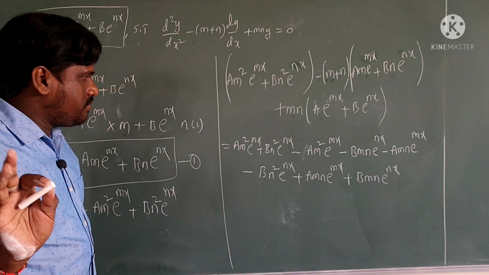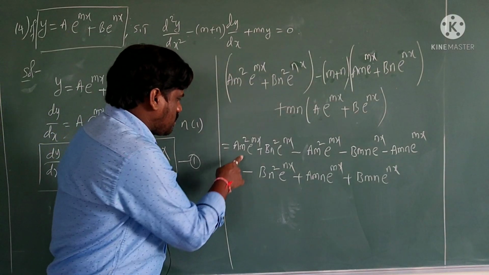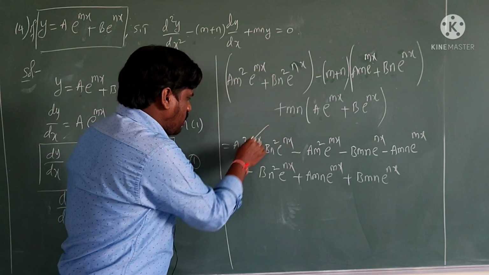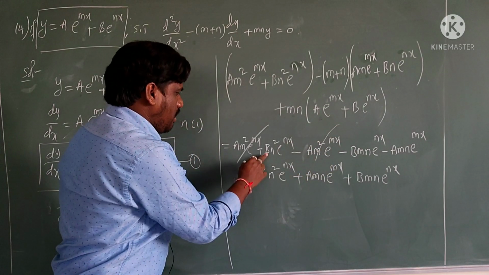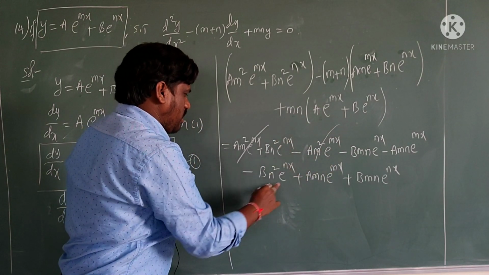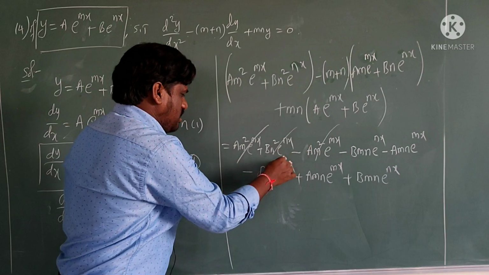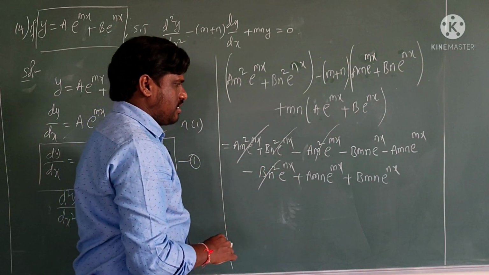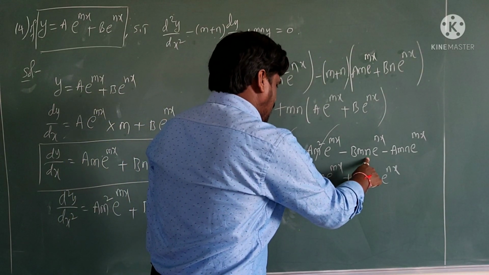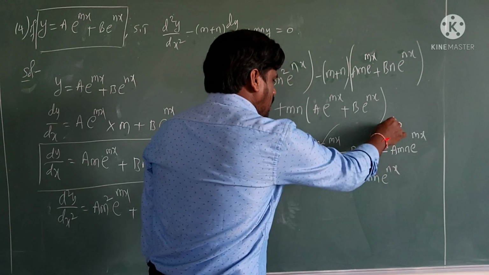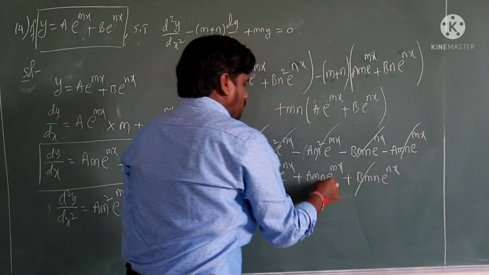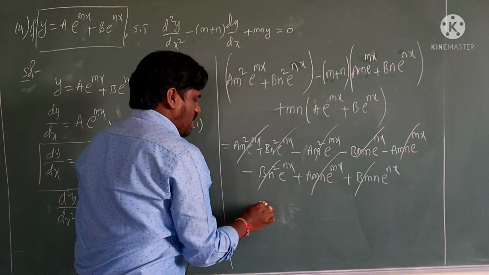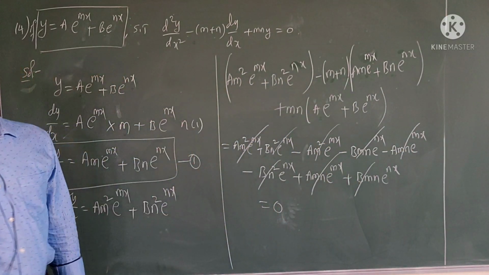Now just look at here. am square e to the power of mx cancels. bn square e to the power of nx minus bn square e to the power of nx cancels. Minus bmn plus bmn e to the power of nx cancels. Minus amn plus amn cancels. The result is 0. Hence true.